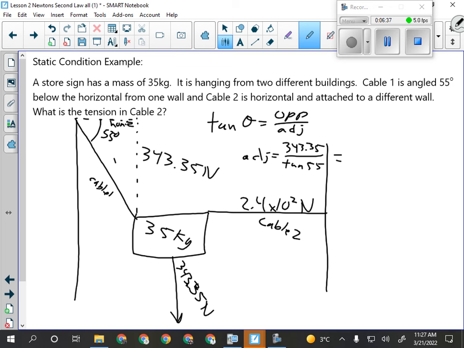Okay, so do we understand how a static example works? The key part to a static example is that the net force is 0. That tells you all the forces add up to 0. That's how we knew that this vertical force was equal to the force of gravity, and how this horizontal force was equal to the tension in cable 2, because we knew the net force, the vector sum of all forces, was 0. That's the key to a static question.